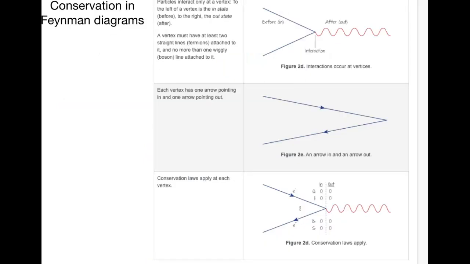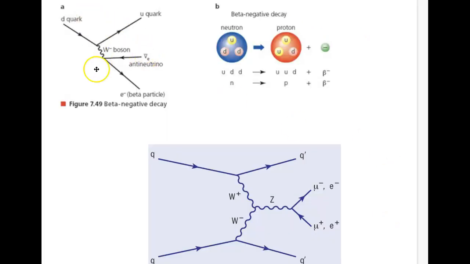Always consider conservation when looking at Feynman diagrams. It's important to make sure that you have conservation of charge, and conservation of quark number and lepton number. These should be evident from your diagrams.